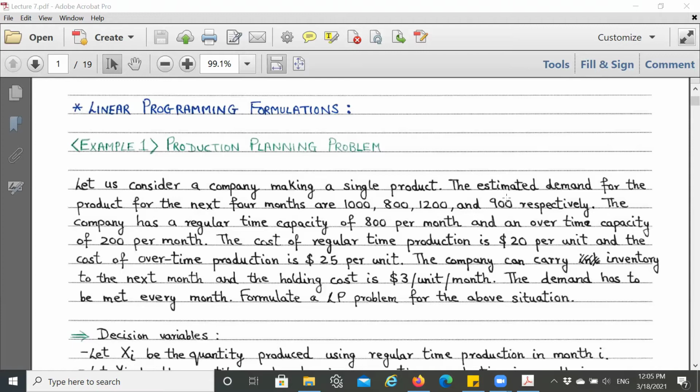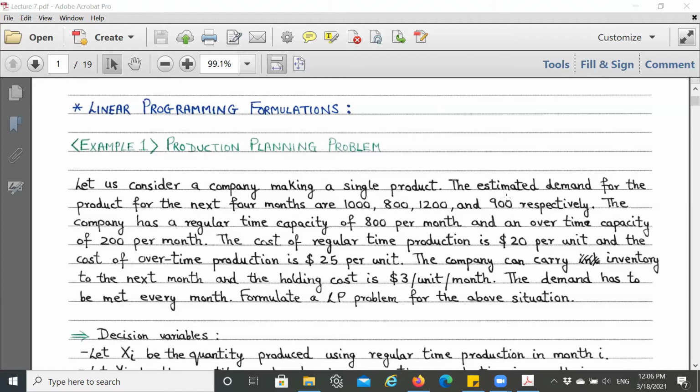So if you produce the product in regular time, it takes $20 per product or unit. And if you produce it in overtime, it costs more because you have to pay for more labor, probably more electricity during nighttime and all that. So it is more expensive during the overtime production.